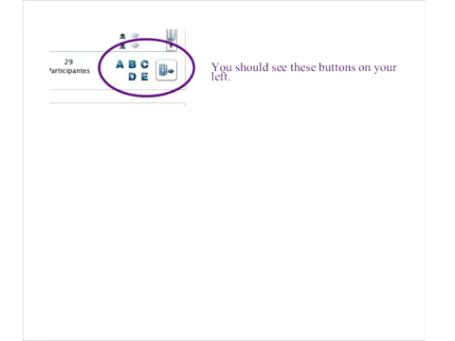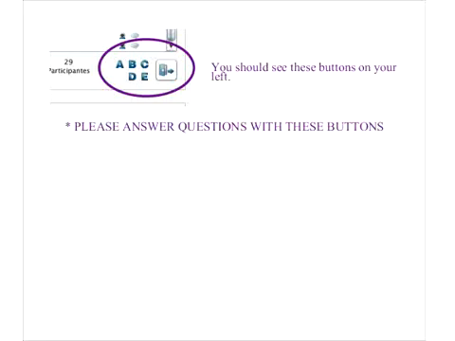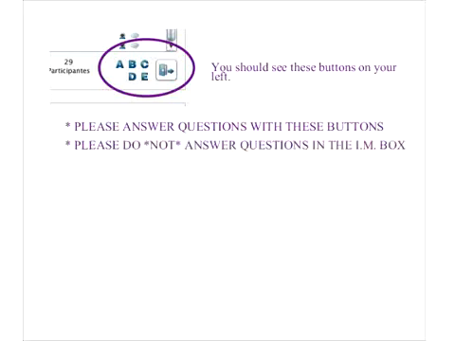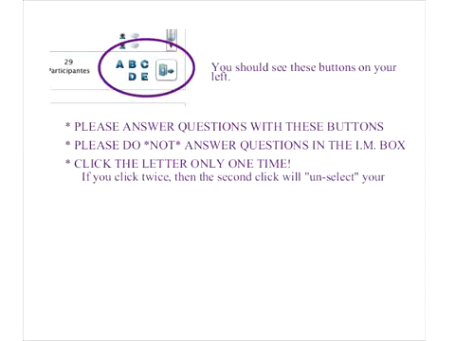So when you're given a question, please answer questions with these buttons. Please do not answer questions in the IM box. And click the letter only one time. Because if you click twice, then the second click will undo your original action. It will unselect your answer choice, and then you'll be blank. So please click only once. I think a lot of people, what I've seen is blinking letters, which means that people are clicking on these things 10,000 zillion times. You just have to click it once. If you click it twice, it'll go away.